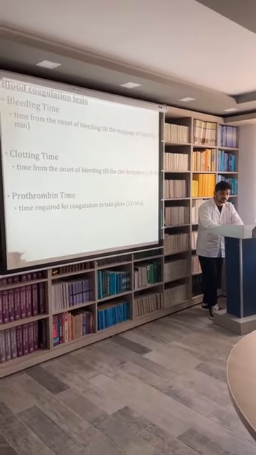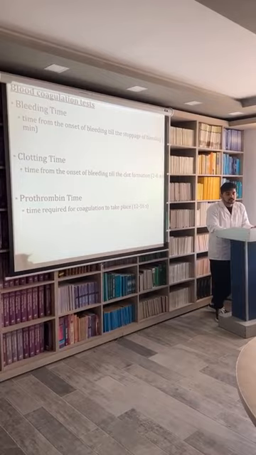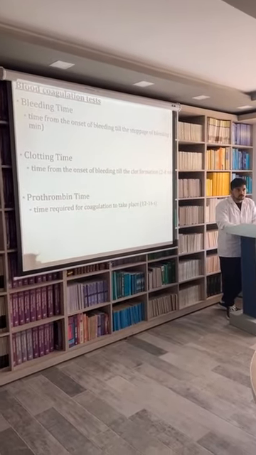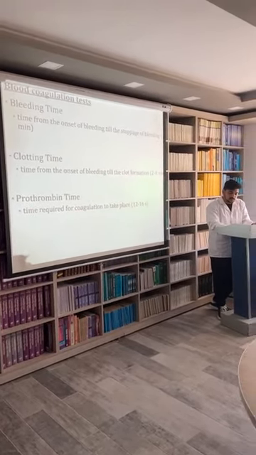Now another topic is blood coagulation tests: bleeding time, clotting time, and prothrombin time. These are different times from which we can assess the stoppage of bleeding and internal bleeding. Clotting time shows us the time taken for clot formation, generally 2 to 8 minutes, and last is the prothrombin time. It is the fastest time for coagulation to take place, that is 12 to 16 seconds.